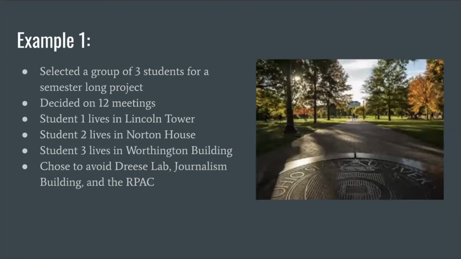So for our first example, we selected a group of 3 students for a semester-long project. We decided on 12 meetings, which is essentially meeting once a week for every week, excluding the first week, fall break, and Thanksgiving break. So student 1 lives in Lincoln Tower, student 2 lives in Norton House, student 3 lives in Worthington Building. And then we also chose to avoid Dries Lab, Journalism Building, and the RPAC as meeting locations.